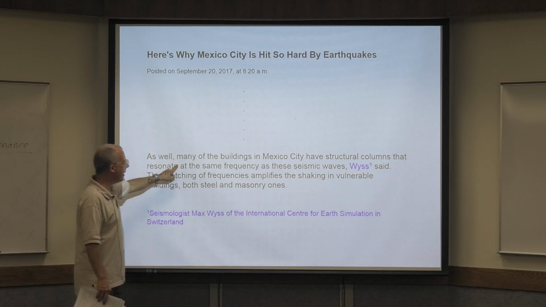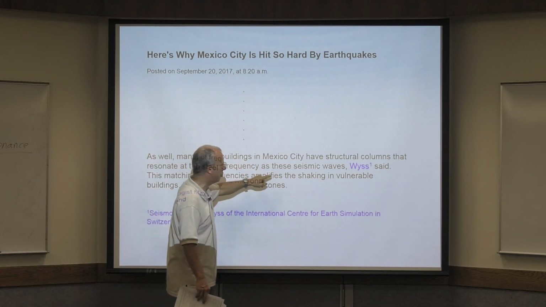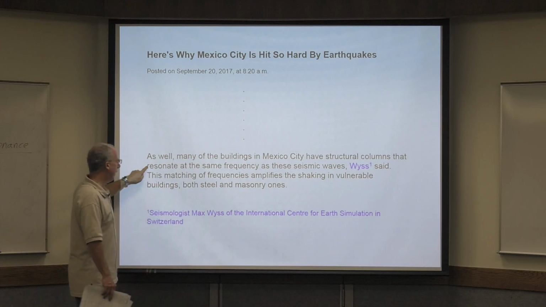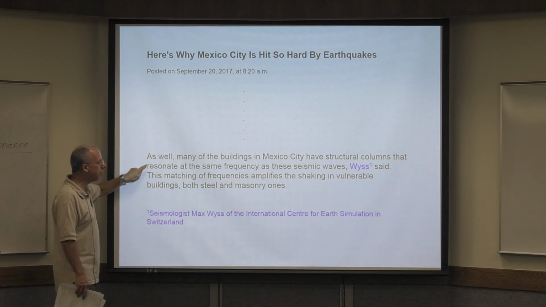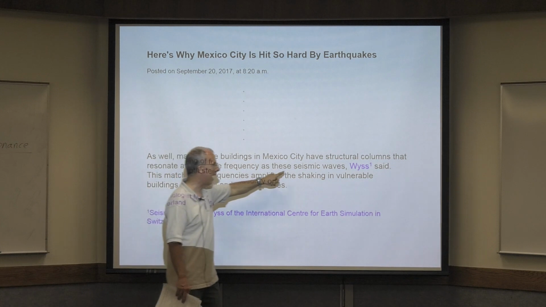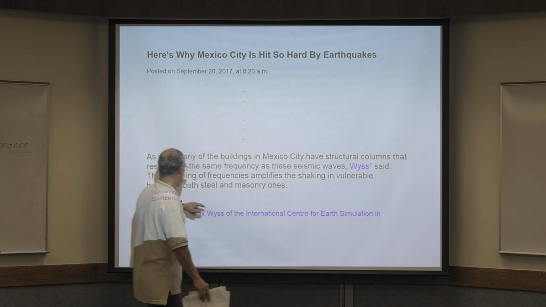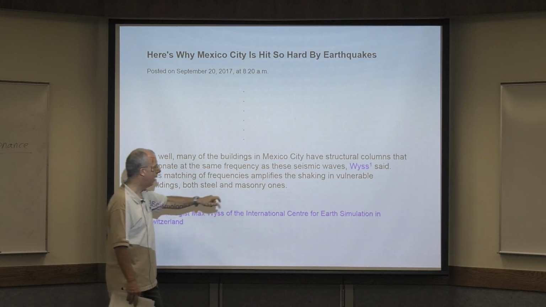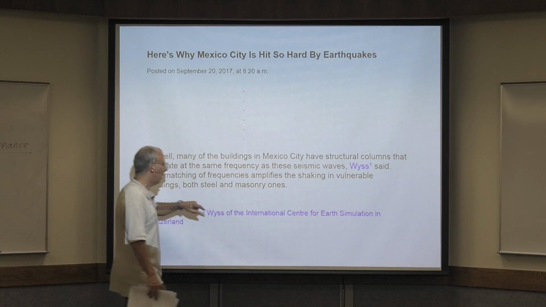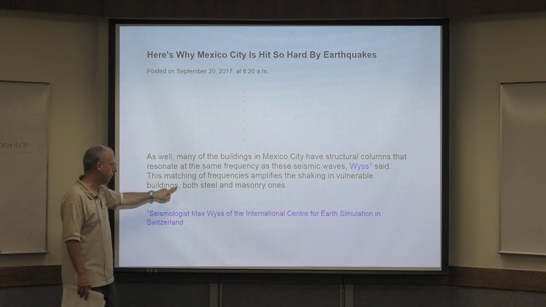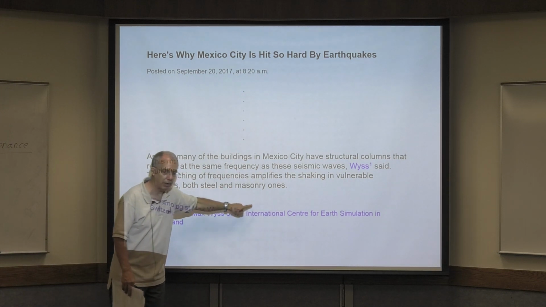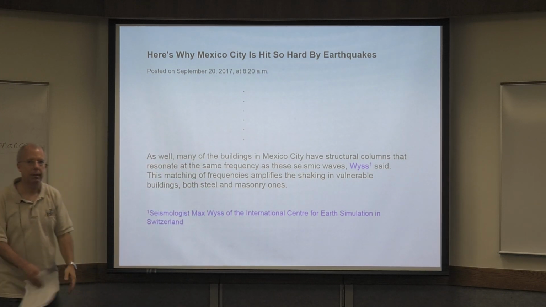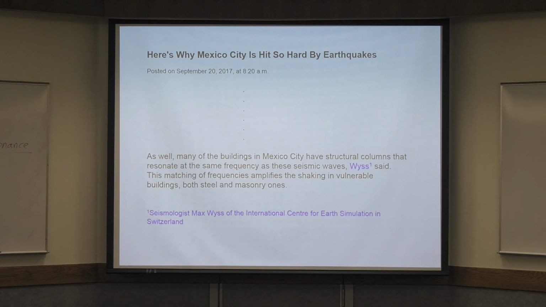As well, many of the buildings in Mexico City have structural columns that resonate at the same frequency as the seismic waves, the earthquake waves. This matching of frequency, resonance, amplifies the shaking in vulnerable buildings, both steel and masonry ones. It's a total disaster. So if you're an engineer, you've got to know this stuff.